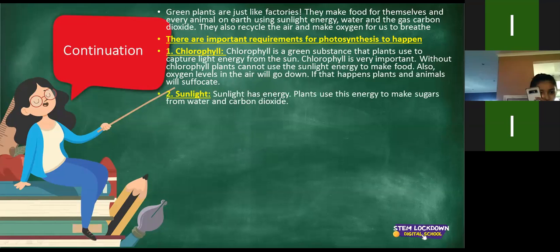Next one, sunlight. Someone did say light energy. Well done. Sunlight has energy. Plants use this energy to make sugars from water and carbon dioxide.